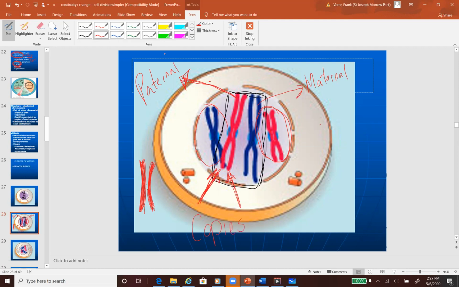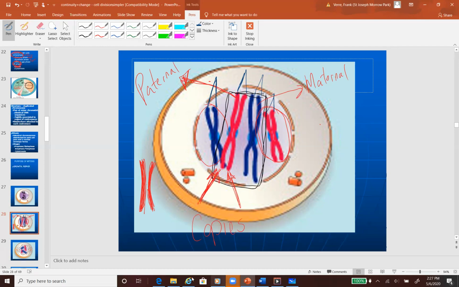We can say the same thing, for instance, these two. So these two would be copies. I said these two are copies, these two are copies, and these two are copies, which is what I said before. If a cell is going to divide, it has to copy all of its DNA.